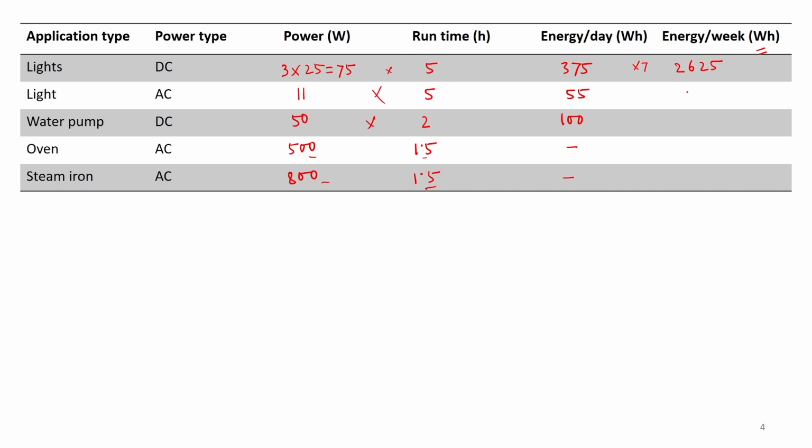And this is 385, this is 700, and for the oven, multiplying 1.5 hours by 3 times in a week, it will be about 2250, and the steam iron will be 1200 once in a week. So, these are the weekly energy requirements. Now we can calculate the average load.